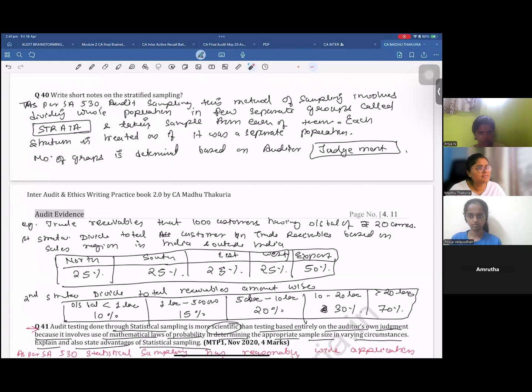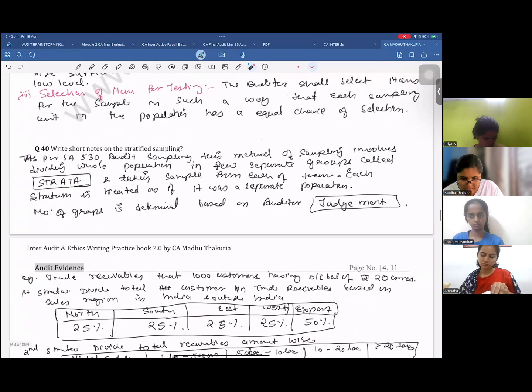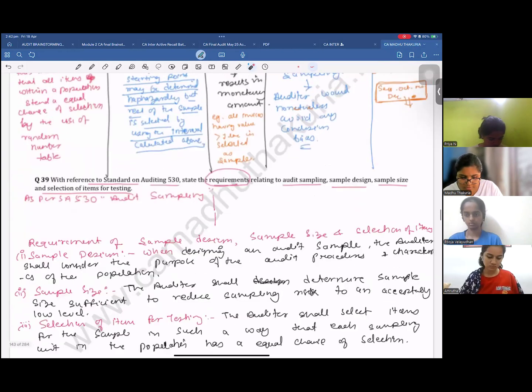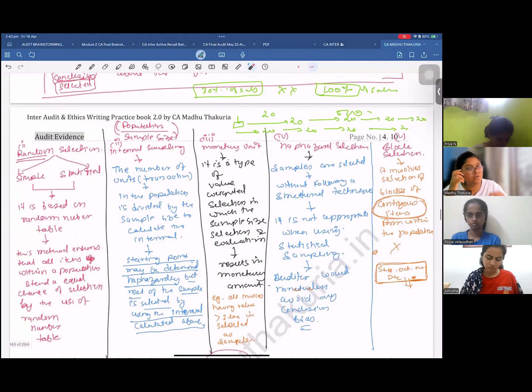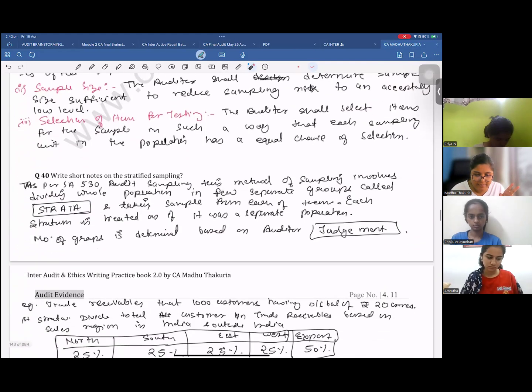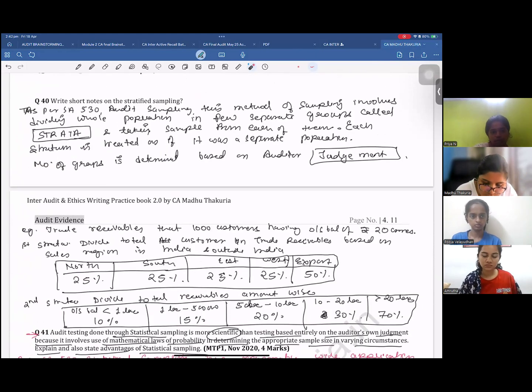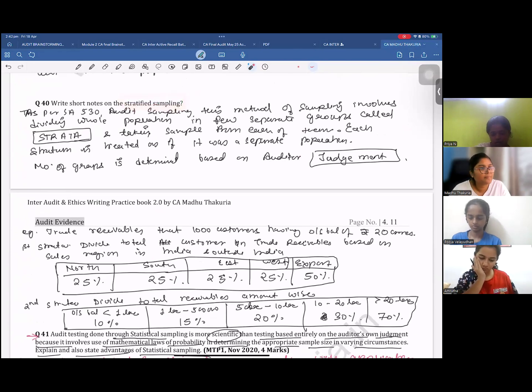Out of all the methods, in what sequence did you have the stratified sampling? This was the third one in the sampling? No, under the first one, under random selection only, you have stratified sampling, right? Sometimes they ask you this question: write a short note on stratified sampling. So what do you mean by stratification?